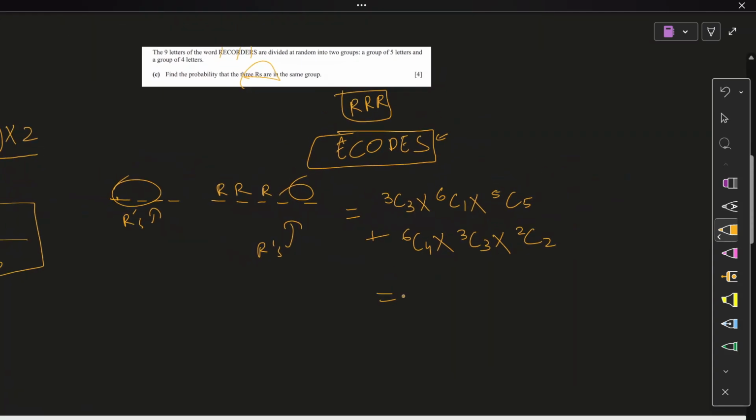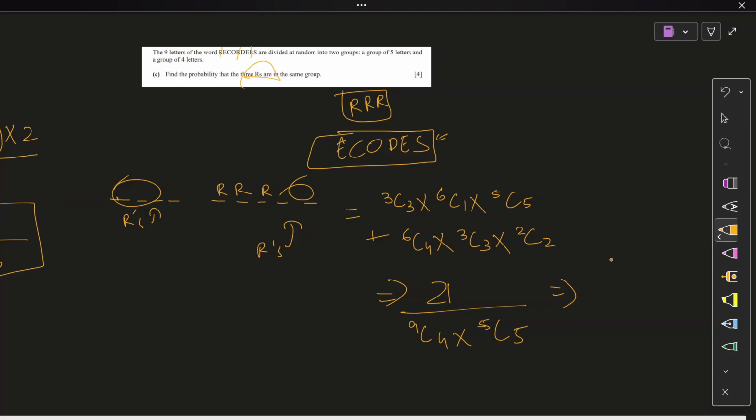And that, my friends, is all the possible selections. So 6 into 3C3 into 5C5, plus 6C4 into 3C3 into 2C2. There we go, 21 ways. These 21 ways are the favorable condition, divided by all possible outcomes, which is just going to be 9C4 into 5C5. Okay, 9C4: 4 have been selected, remaining are 5, 5C5. There we go. We filled the group of 4 first, then we filled the group of 5. This is our favorable condition divided by all possible outcomes.